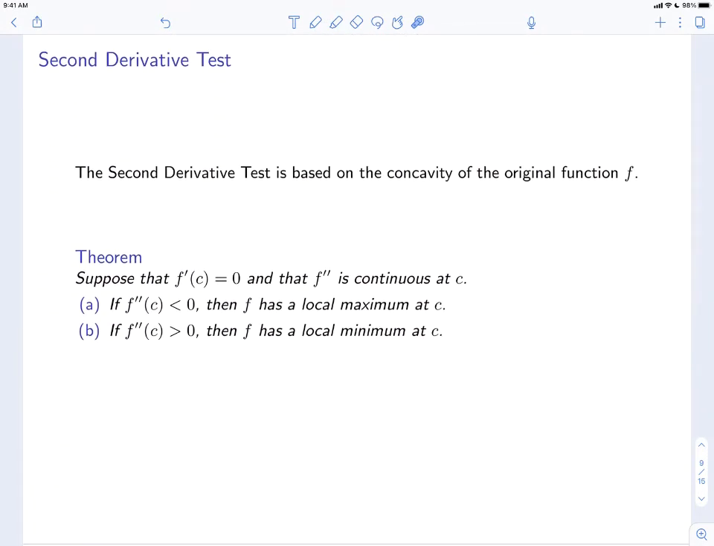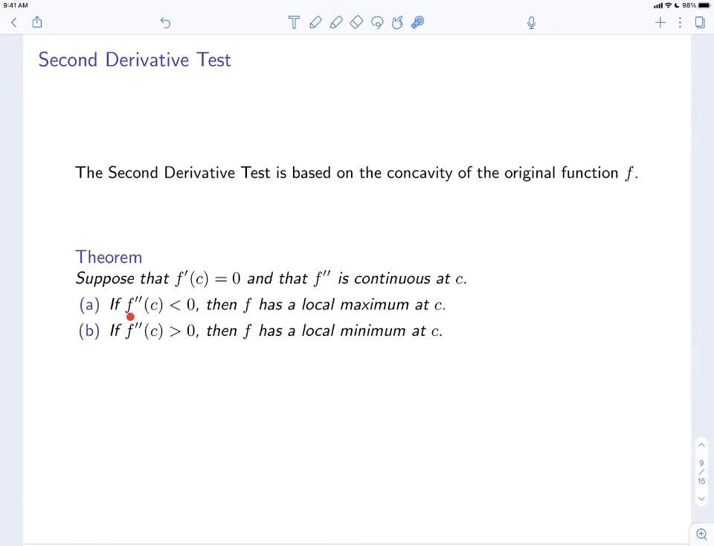The second derivative test. Suppose that f prime of c is equal to 0. So we're assuming that c is a critical point, and we're also assuming that f double prime is continuous at c. In other words, you won't have any kind of jumps there. That's the second derivative, mind you, so we're assuming that the second derivative is continuous.